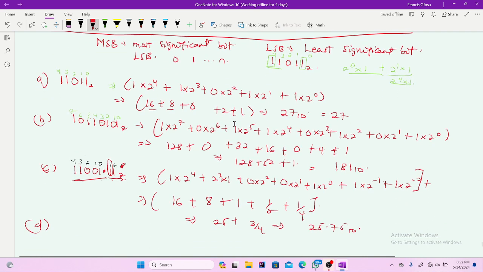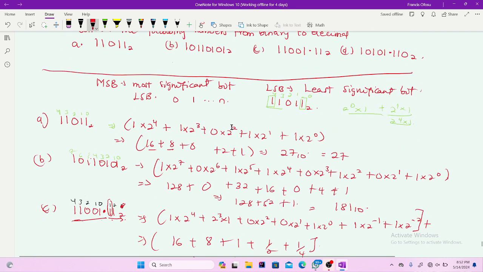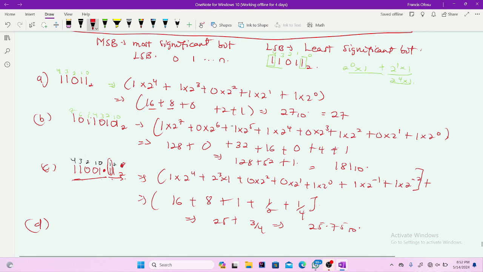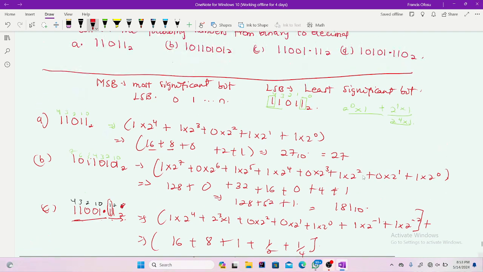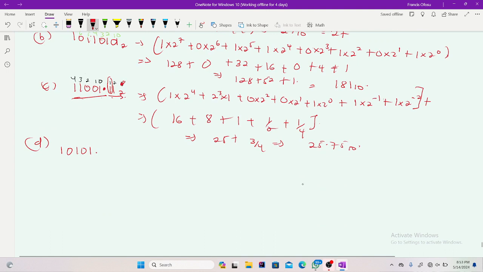So for our last one, we are having 10101.110 base 2. Okay. So likewise, as we did here, you just start counting our significance. So here, as I said, is 1, 2, then 3. Okay. Then this 1, 0, 1, 2, 3, then 4.